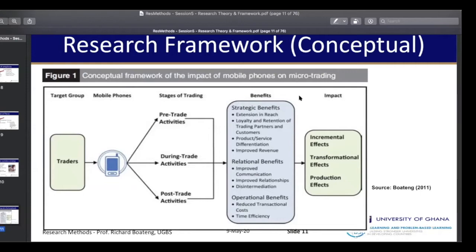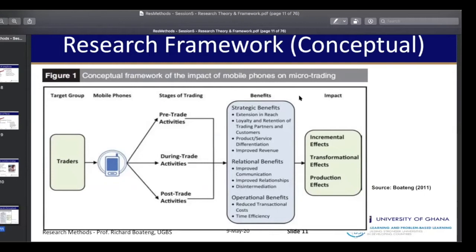So now my frame for doing the research has been inspired by looking at different issues in the literature that gives me an understanding of how women market traders trade, what benefits they gain, and then what impact. I need to go to the field and test and explore or check whether the conceptualization that I've done here is possible or is true or reflects what is in industry.